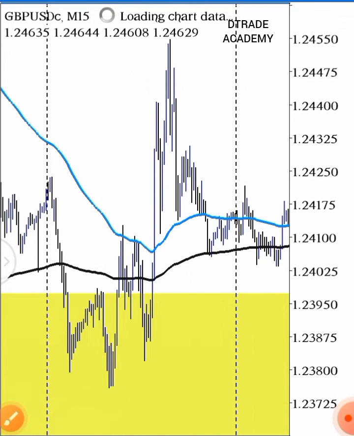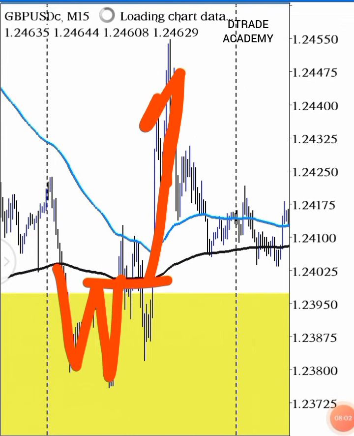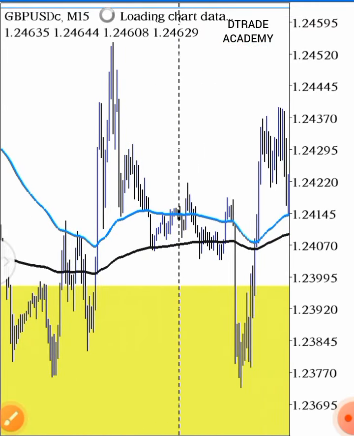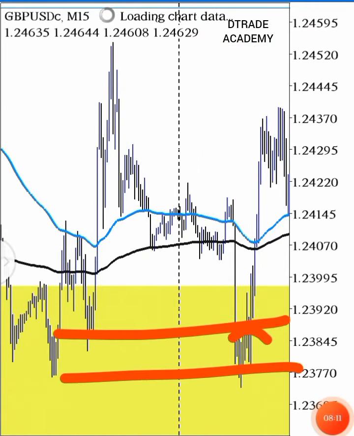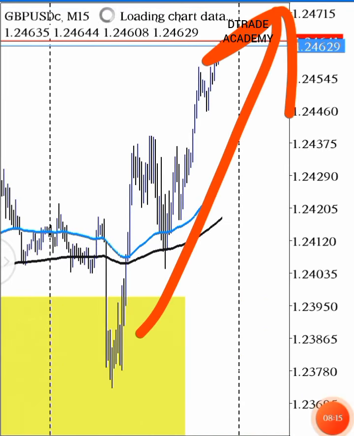But if you know how to use CHoCH, you know that this is a W pattern and a break of structure. See price breaking structure upward. So what we do is, the second leg of our W, we extend it and wait for price to retest this second leg of the W. Once price retests, this is an entry signal for you to buy.